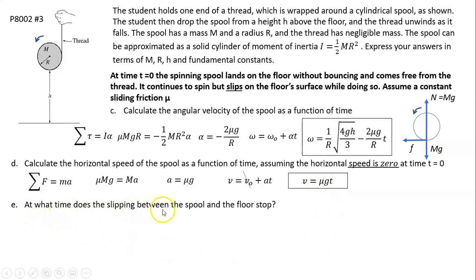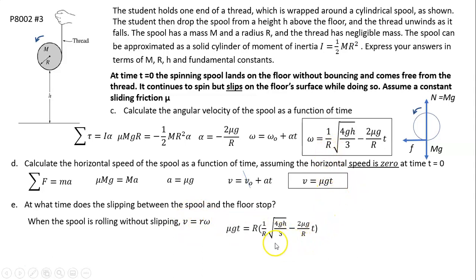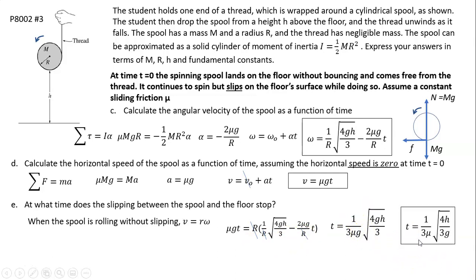Last part, at what time does slipping between the spool and floor stop? When it stops, that means it's rolling without slipping. That means v equals r times omega holds. We know what v is. We know what omega is. You set the two equal to each other and you can solve for t. From this equation, you can see all the r cancels out. You add 2 mu gt on both sides. Then you solve for t. Divide by 3 mu g on both sides. You can simplify this equation. You will have this g is basically the square root of g squared, right? Then this g and this g cancel. So it becomes the square root of 4h over 3g.